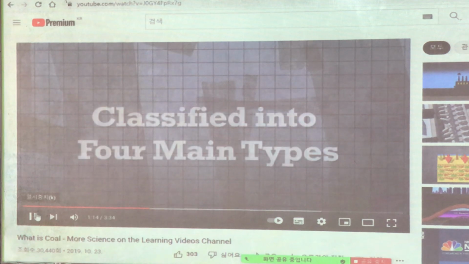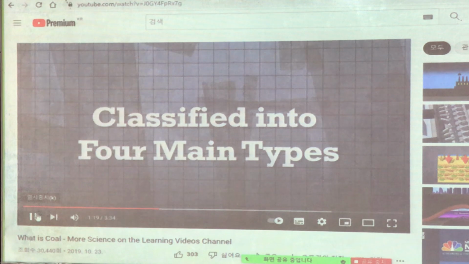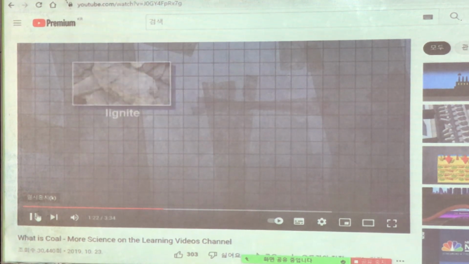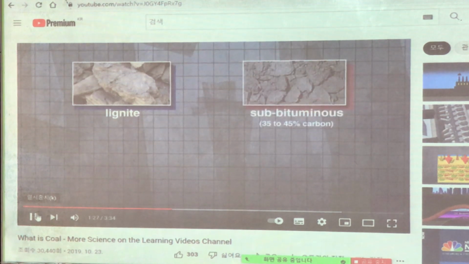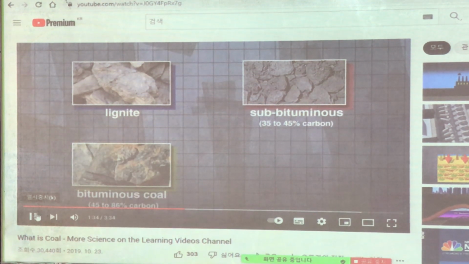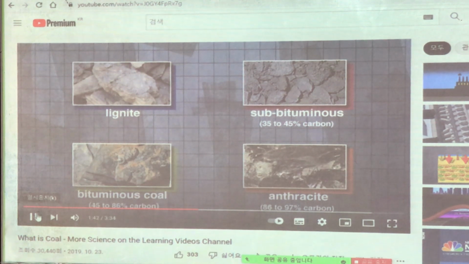Coal is classified into 4 main types depending on the amount and types of carbon it contains and the amount of heat energy it can produce. Lignite is the lower rank of coal with the lowest energy content. Then, subbituminous coal that contains 35 to 45% carbon. Bituminous coal contains 45 to 86% carbon and was formed under high heat and pressure. Then, anthracite. Anthracite contains 86 to 97% carbon and has a heating value slightly higher than bituminous coal.